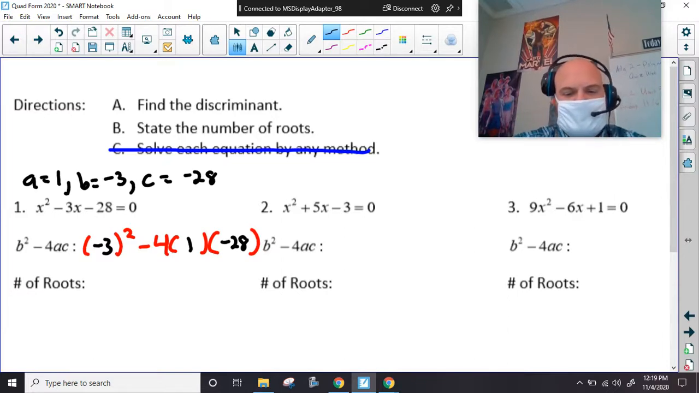So when you actually do this, you can type it in the calculator just as it's written. Okay. And this value gives us 121. So that means it's positive. Okay. When it is positive, it has 2 roots.